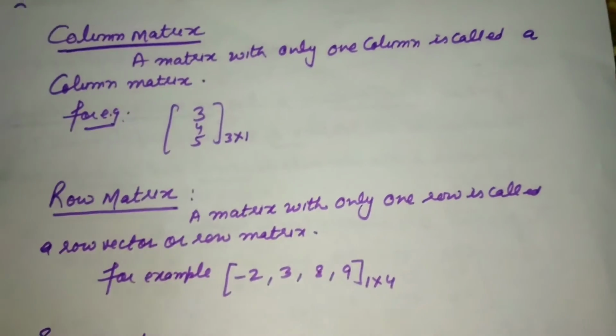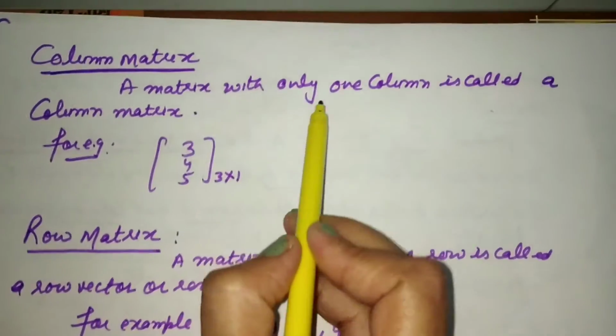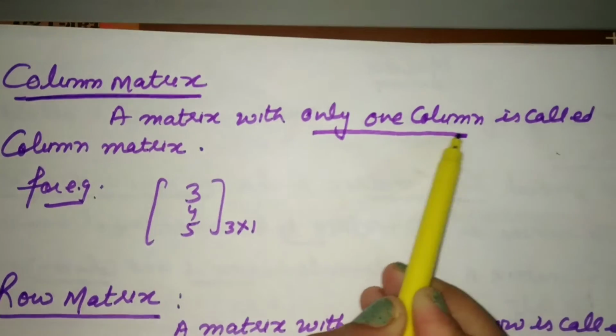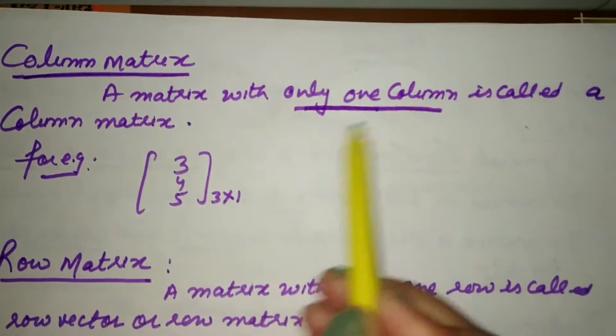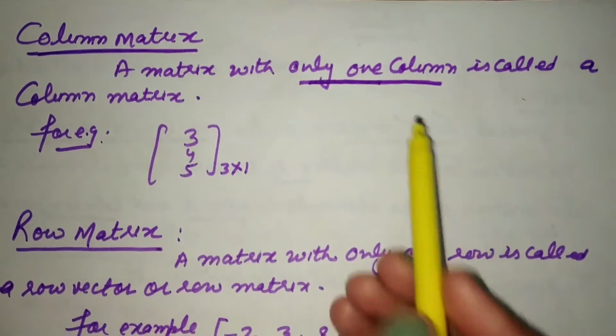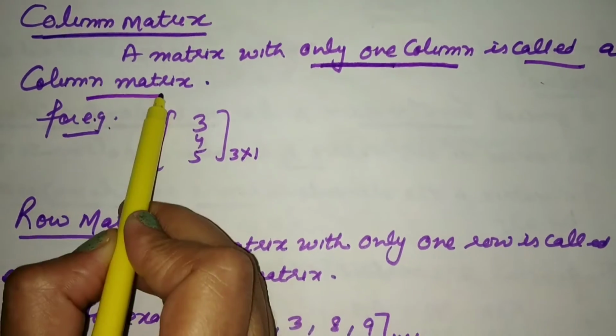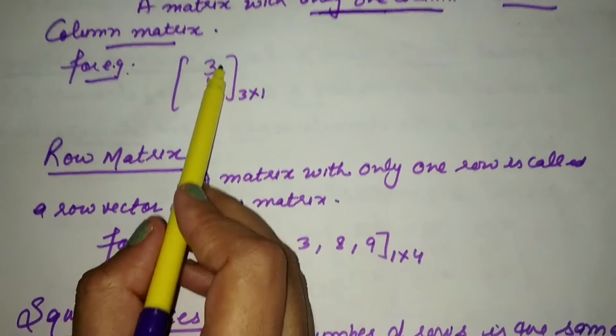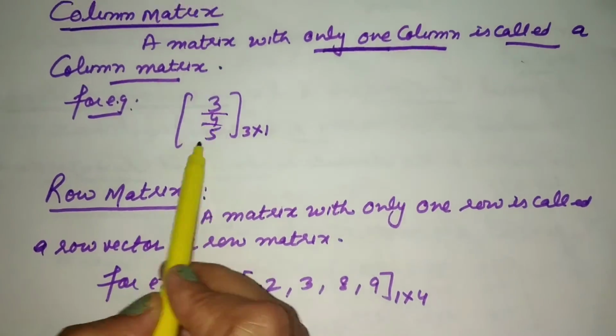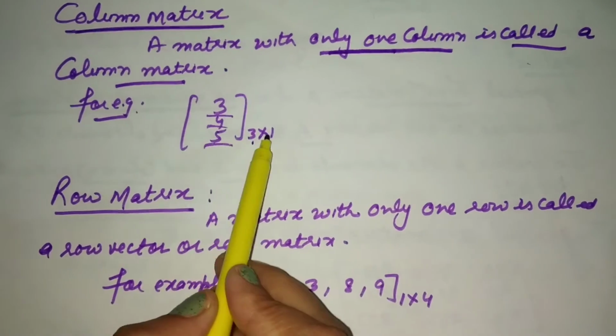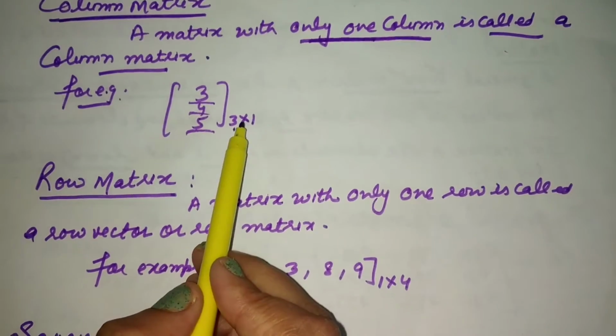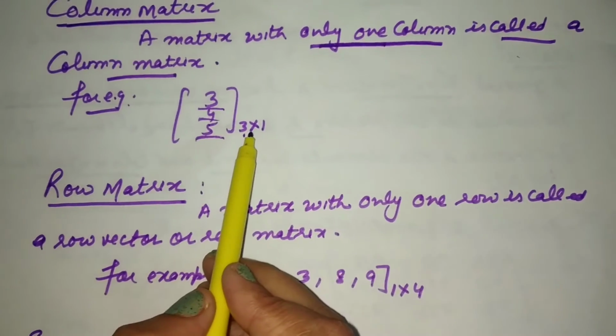The next definition is the column matrix. A matrix with only one column, and the number of rows may be any, is called a column matrix. For example, 3, 4, 5. Here the rows are 3 and the column is 1 only. So we can say it is an example of a column matrix.